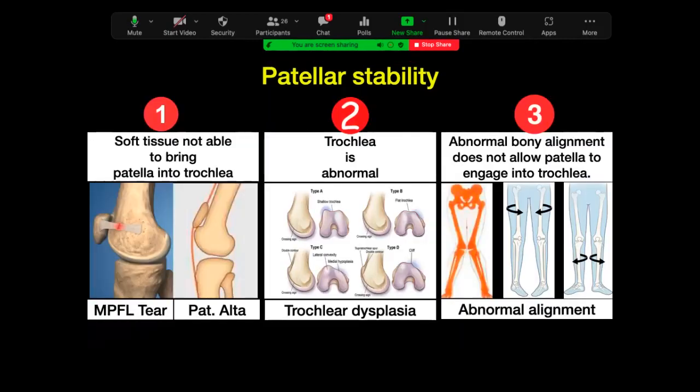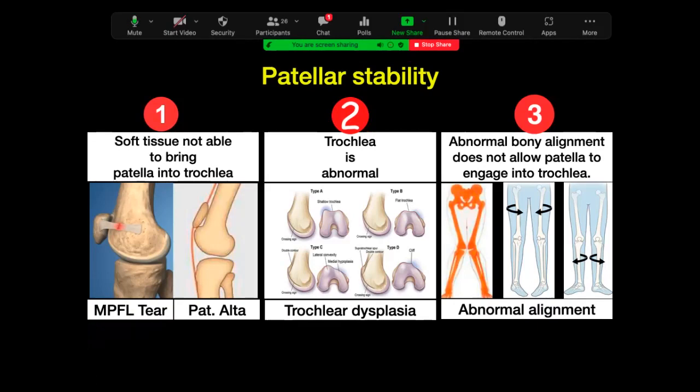So that is why I summarized all this classification, the causes of dislocation, into 3 groups, which I always use for planning my treatment. Number 1 is the soft tissue does not bring the patella into the trochlea. So there is a pathology of the soft tissue, which doesn't pull your patella into the trochlea and then it gets dislocated. That is the number 1 cause. And the most common causes of this are MPFL tear and patella alta.